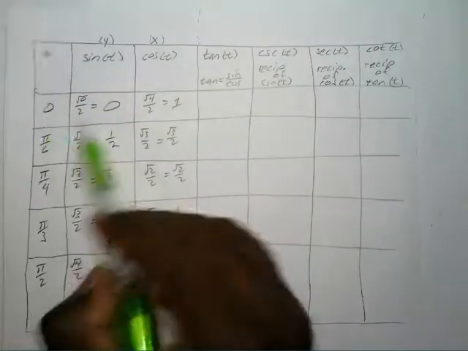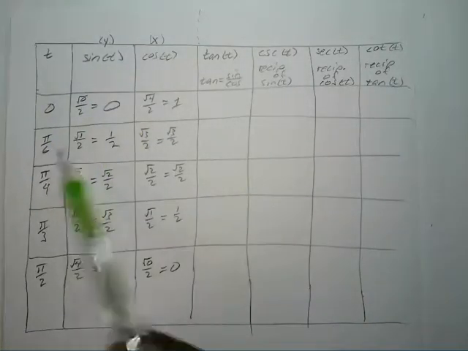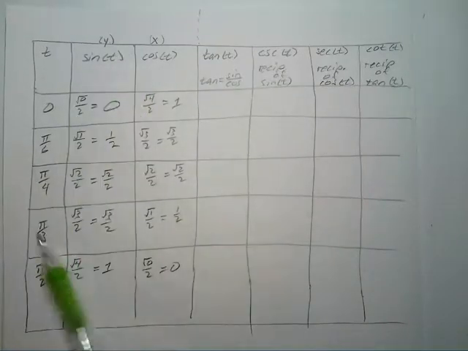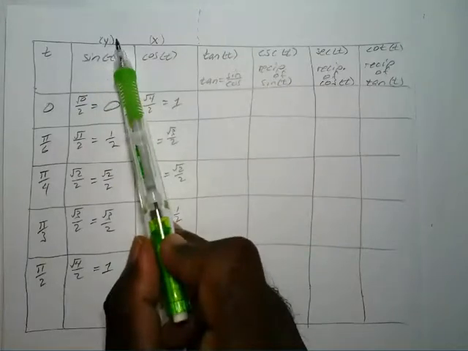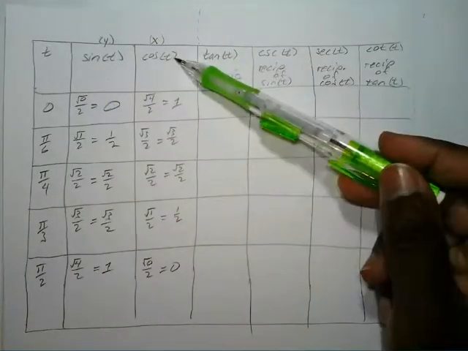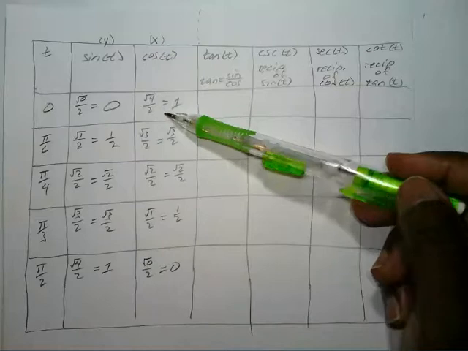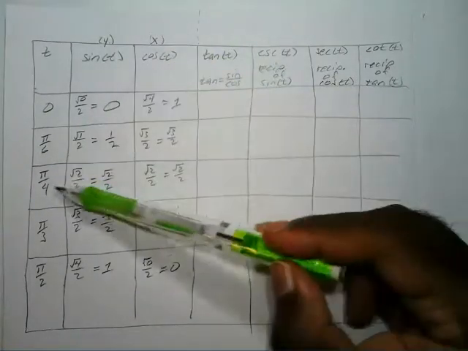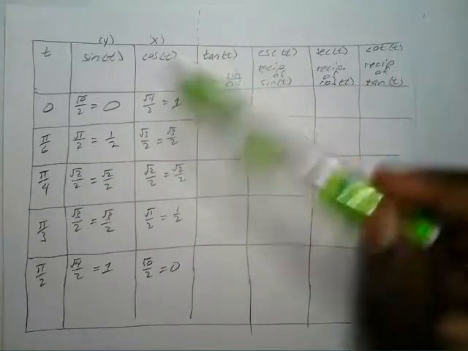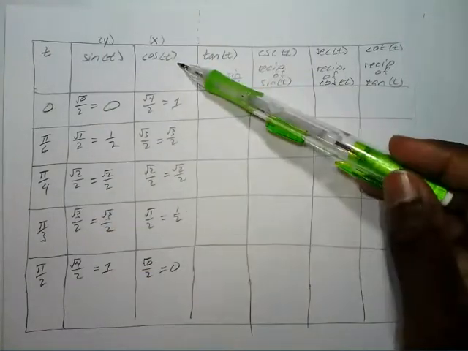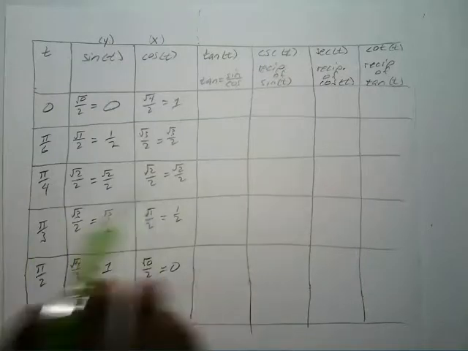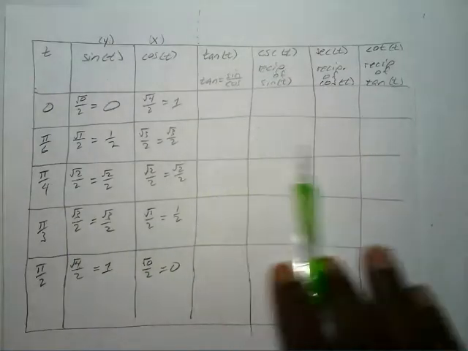Okay, so we know sine of 0 is 0, sine of pi over 6 is 1/2, sine of pi over 4 is square root of 2 over 2, sine of pi over 3 is square root of 3 over 2, and sine of pi over 2 is 1. Now cosine of 0 is 1. Cosine of pi over 6 is square root of 3 over 2. Cosine of pi over 4 is square root of 2 over 2. Cosine of pi over 3 is 1/2. And cosine of pi over 2 is 0. Okay? So now that we have those, all of these will be really easy.